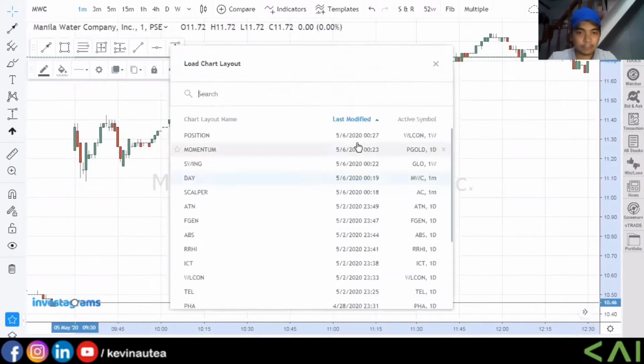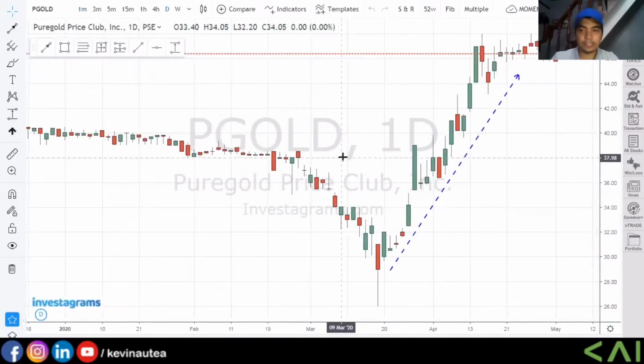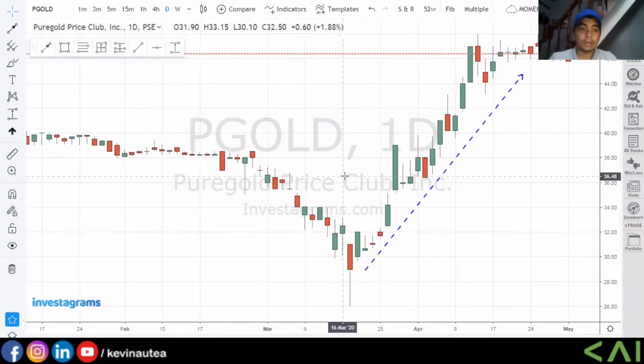Then we have momentum. For the momentum, these are like breakouts. For this instance, I have here a reversal, okay? A reversal of Pure Gold. I posted this one on my video so you can see how I made profit in this stock.